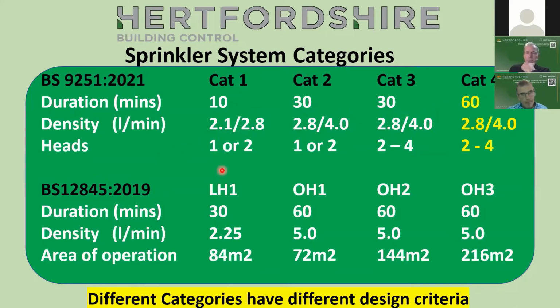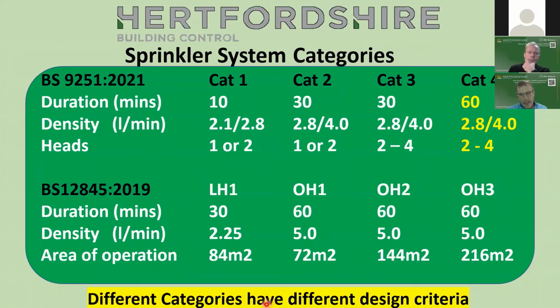The densities. All we're looking for here is 1 or 2 heads that are going to discharge at that density rate, 2.1 litres a minute per square metre. So if it's 10 square metres, it would be 21 litres a minute coming from that particular sprinkler head. If there are 2 sprinkler heads in the room, you would calculate for 2. If there's 1 sprinkler head in the room, you would calculate for 1, but you would use the bigger number.